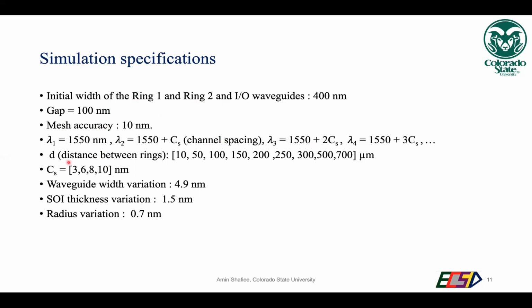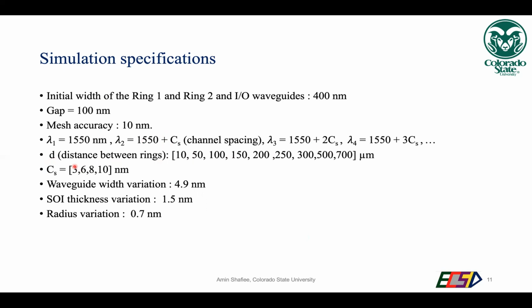Then we iterate through the distances between the rings from a low value, which is 10 micrometers, and we go through the highest value, which is 700 micrometers, as distances between the rings on the selected die, and we will see the results.